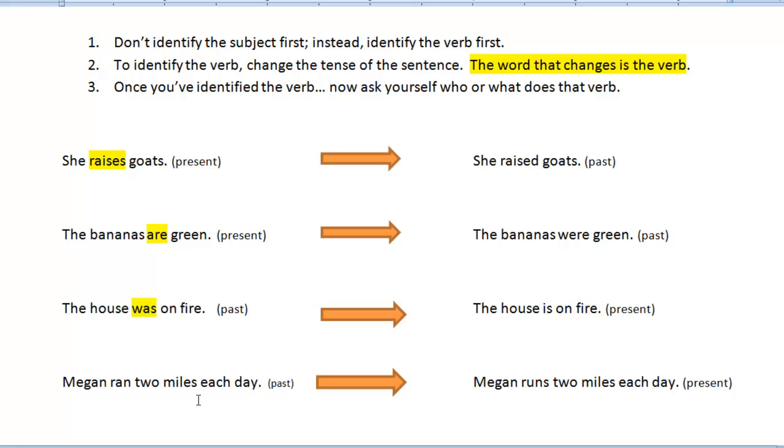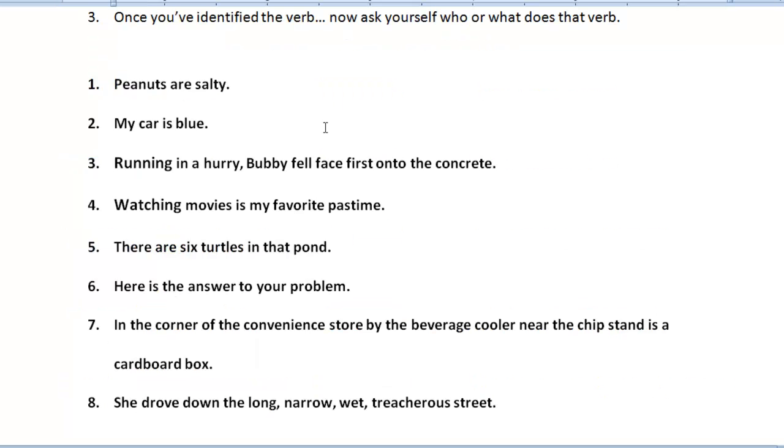Megan ran 2 miles each day in the past. Now she runs 2 miles each day. And again, the word that changes, in this case it's this one, is the verb. Look at these sentences. Peanuts are salty. Peanuts were salty. When you change the tense, the word that changes is the verb. Now ask yourself, who or what are salty? Well, it's peanuts. There's your subject.